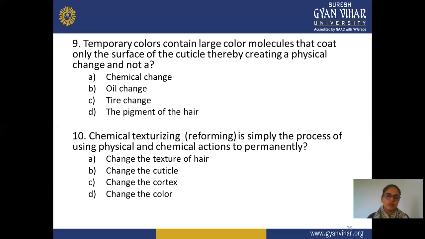And next is the 10th and last question. Chemical texturizing or reforming is simply the process of using physical and chemical action to permanently A is change the texture of the hair, B is change the cuticle of the hair, C is change the cortex, and D is change the color. So these are the four options for the process of physical and chemical action to permanently change the hair. You can select any one correct option out of these four options A, B, C, D. These are all the questions regarding the topic of today's lecture, that is hair dye. You can easily answer these questions.